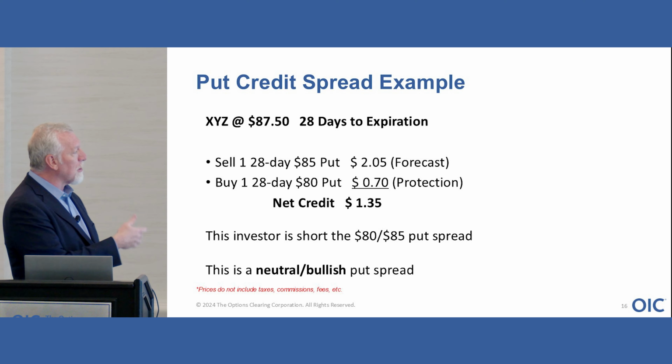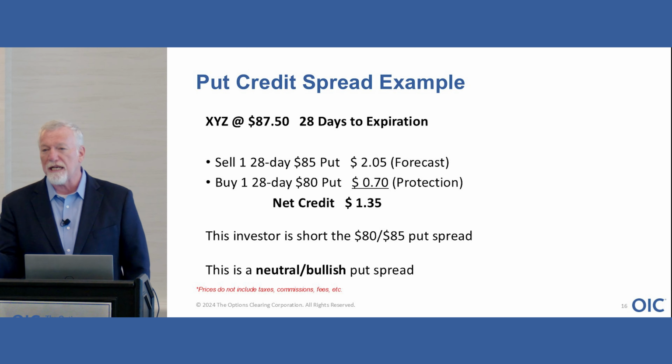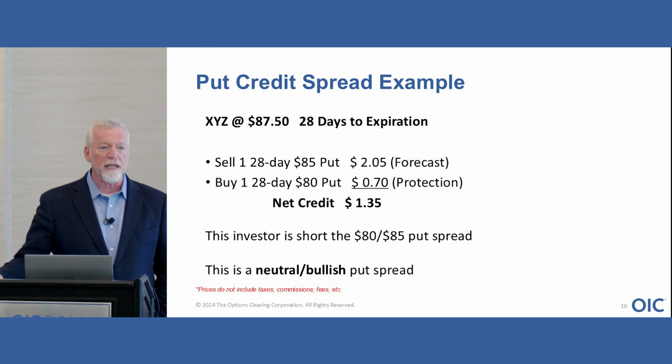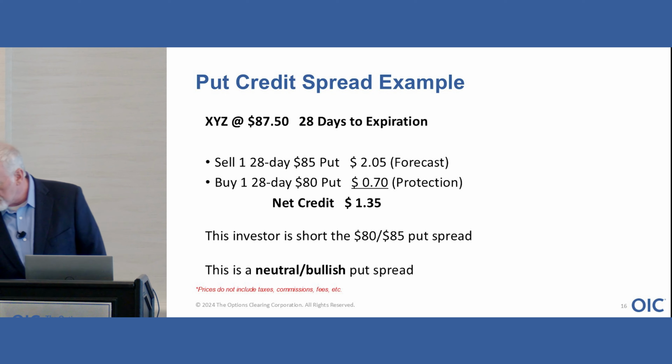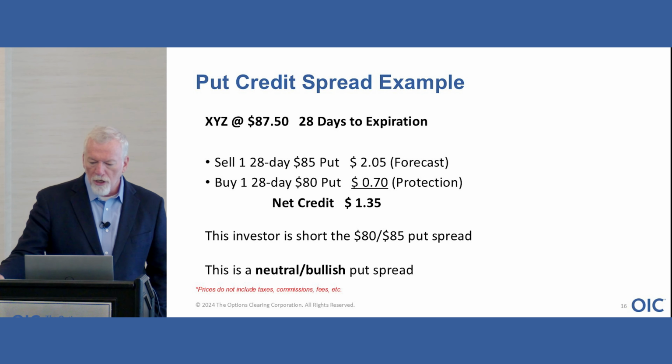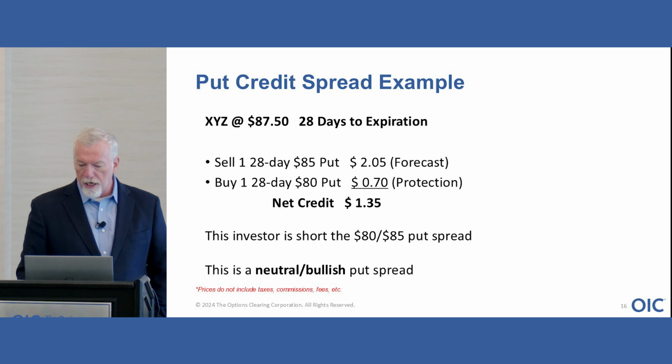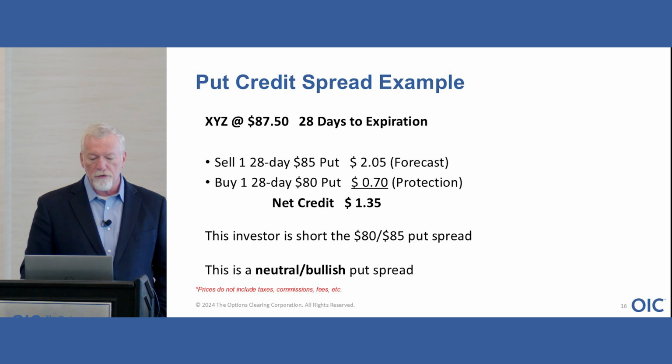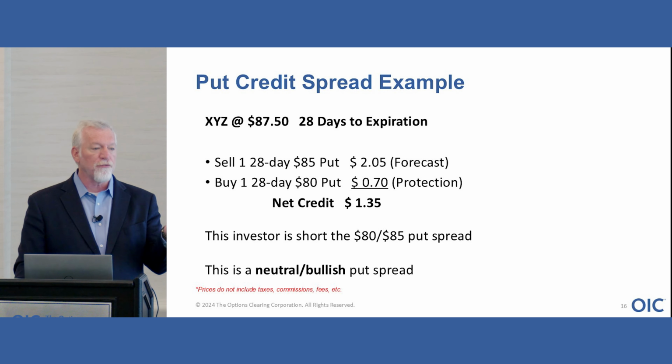So again, here's our scenario. Remember, stock's trading 87.5. Our favorite stock, XYZ, we've got 28 days until we expire. And we look at our option chain, stock's trading 87.5. We've got an $85 put that's trading for $2 and a nickel.